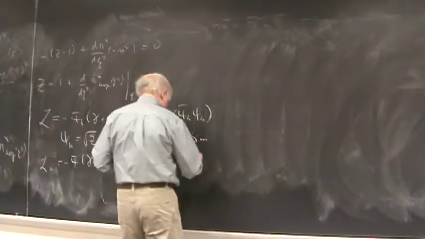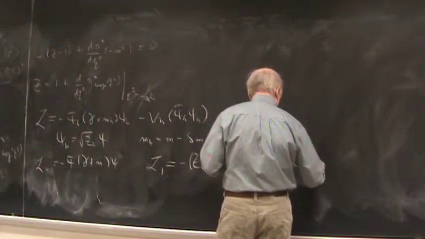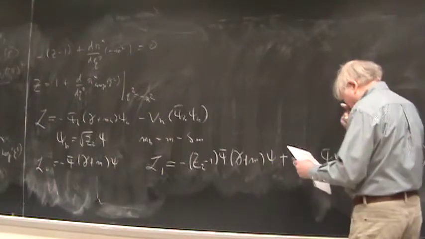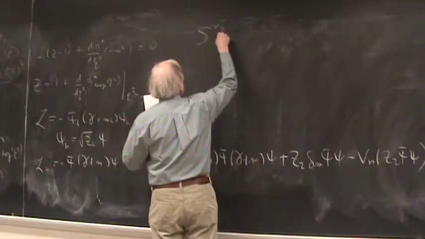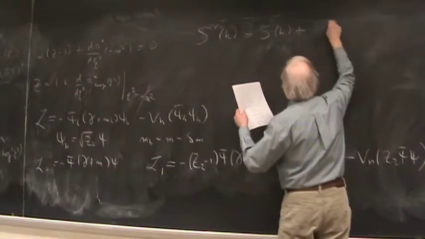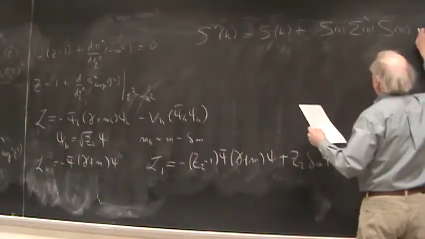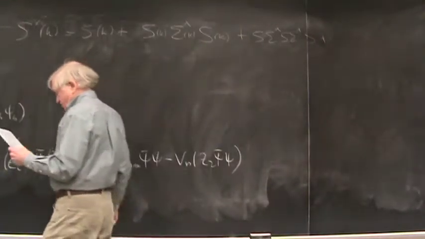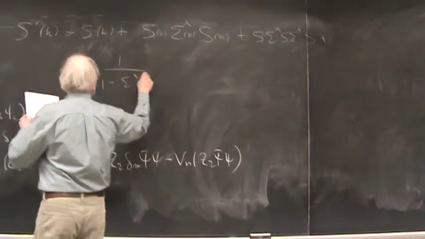So L1 here is minus (Z2 minus 1) ψ̄ D-slash plus m ψ plus Z2 delta m ψ̄ ψ minus V-bare Z2 ψ̄ ψ. So these are our counter terms. Now, once again, we have the complete propagator S prime of k, where the momentum is k here, which is S of k plus S Σ star S, again of k, plus S Σ star S Σ star S, and so forth. So again, these are one particle reducible. And one gets 1 over S times 1 over 1 minus Σ star S.